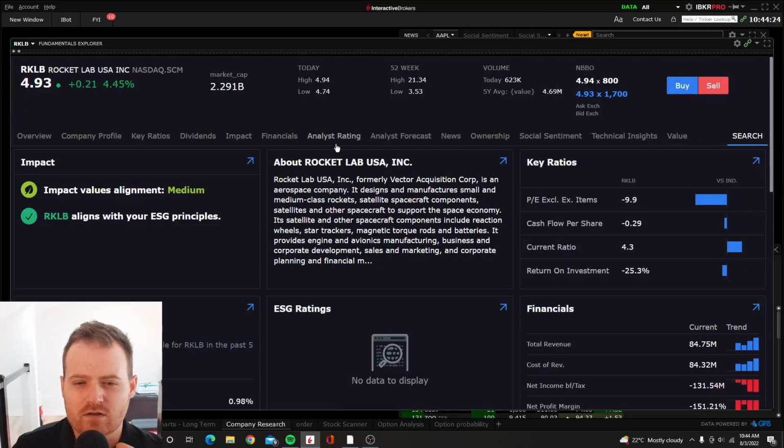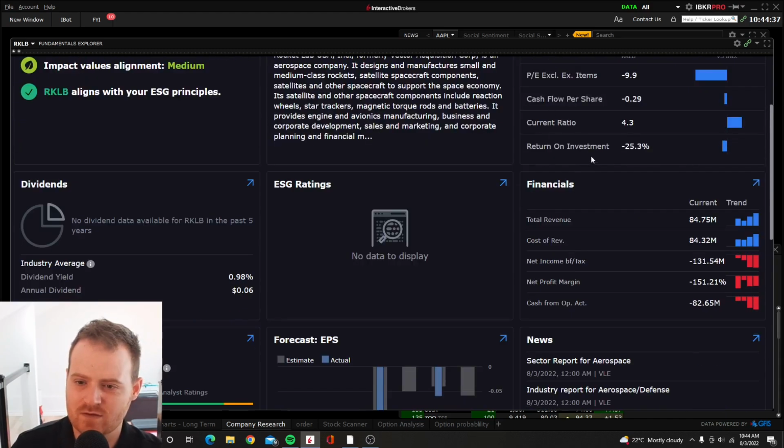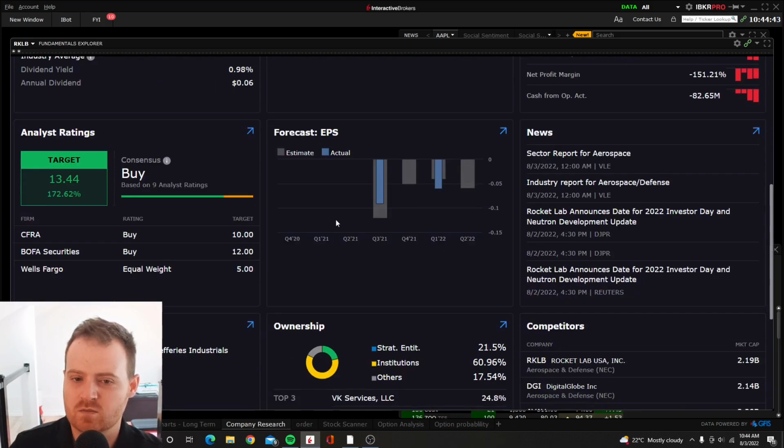Information in here that a lot of people don't look at. Impact in terms of ESG principles. Not too crazy about how these are calculated, so I don't tend to look a ton at that. Obviously, we don't have dividends, and we have all sorts of ratios and financials. We can see what direction the trends are going, as well as some analyst forecasts. And analyst ratings is actually a bit more important.